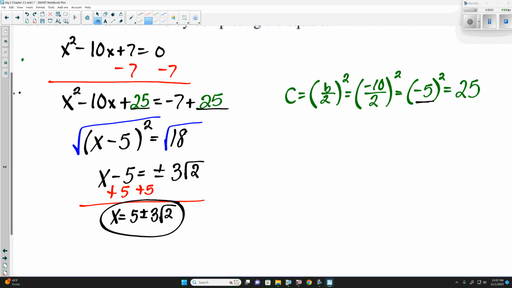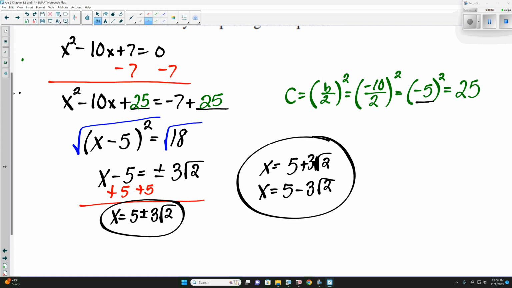Now that is our final answer because 3 square roots of 2 and 5 are not like terms, so we can't actually add them together or subtract them from each other. Now there are 2 actual answers. We don't actually have to list it out. One of them is x is equal to 5 plus 3 square roots of 2, and the other is x is equal to 5 minus 3 square roots of 2. But we can rewrite it, or we can have it as 1 with the plus or minus in the middle. Questions on this here?